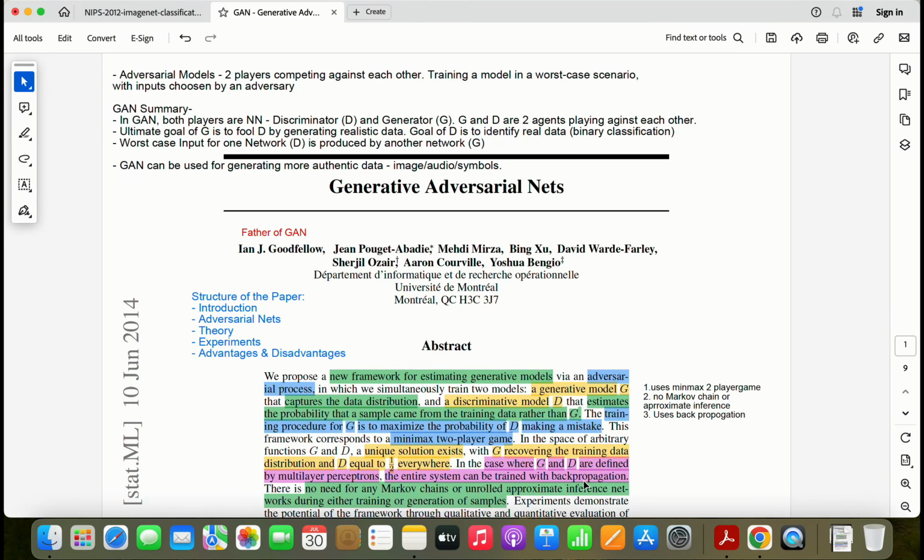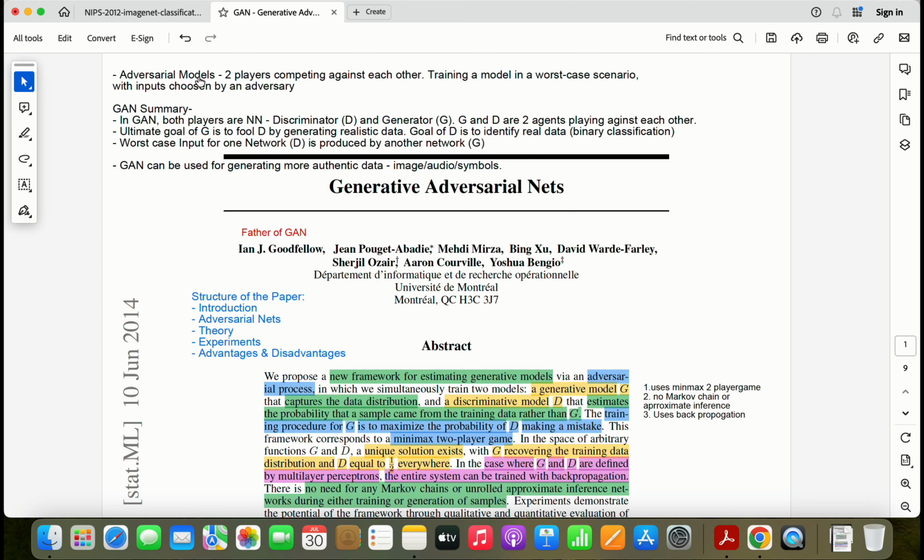Hello everyone. So this is the original research paper on generative adversarial networks, popularly known as GAN. This paper is written by Ian J. Goodfellow. He's also called the father of GAN, and he has also written a very good book called Deep Learning. In that there is one chapter called generative modeling. You can refer to that book also.